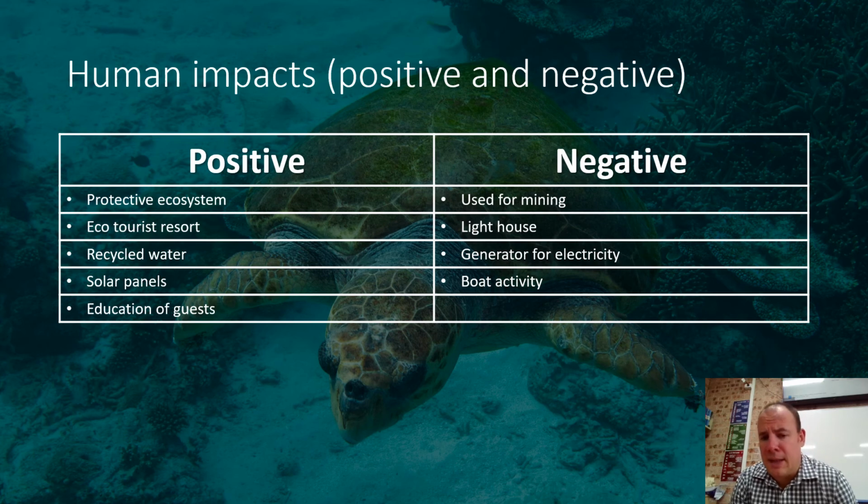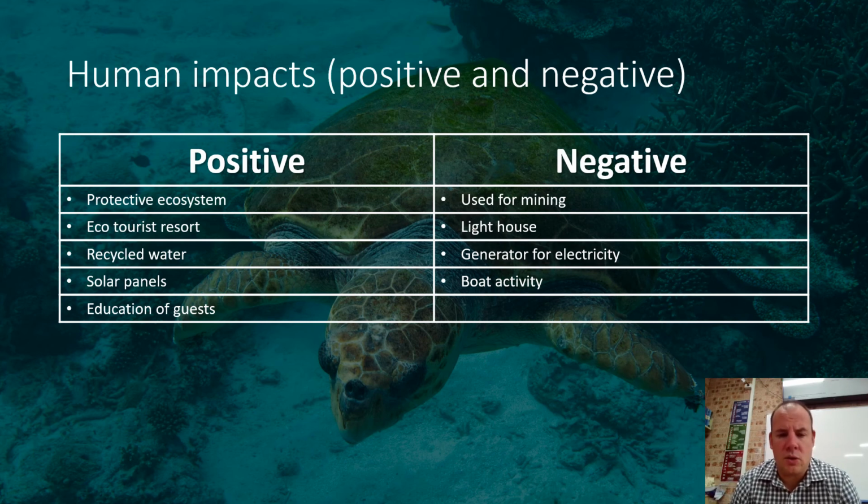So there's some of the negative issues, but on the whole, Lady Elliot Island is a really positive example of good ecosystem management. We've got law that protects the ecosystem, so we can't have big ships going near it. We're not allowed to fish there, which helps all the fish species keep going. It's an ecotourism resort, which means there's no large scale development there. Everything's very small scale. They limit the number of people who can visit every day.